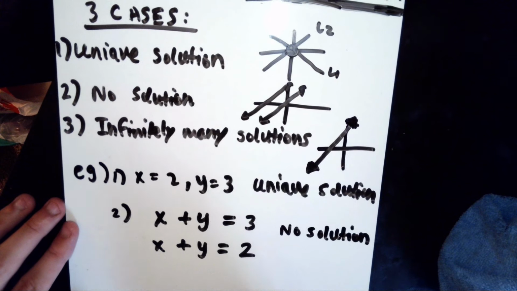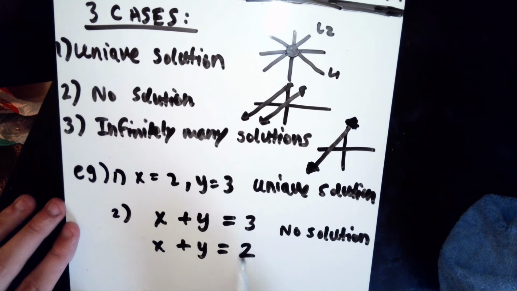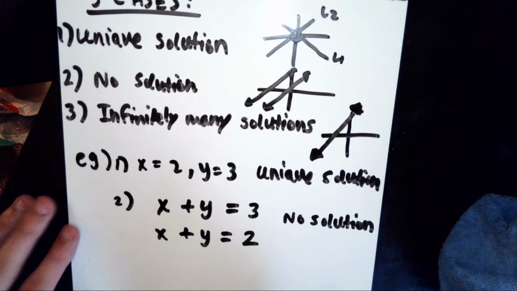There's no solution because we can't have x plus y be 3 and that same thing be 2, right? x plus y is just a single number. It can't be equal to two different numbers. So there would be no solution.